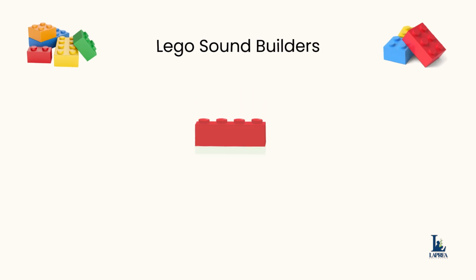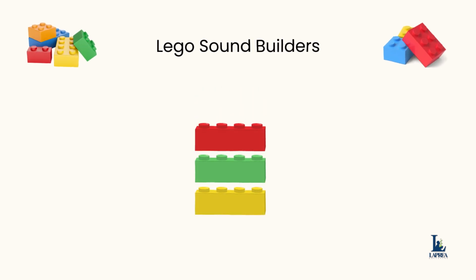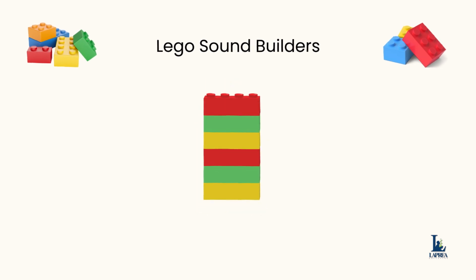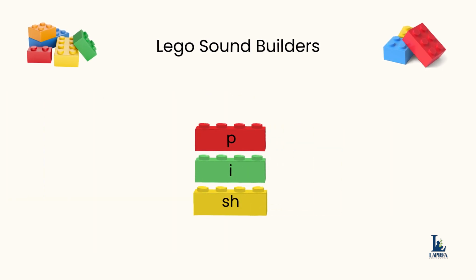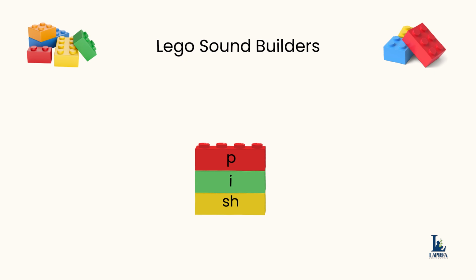The next activity is Lego sound builders. You can get some small Legos, a dry erase marker, a dry erase board, or paper will do. The students build a tower with a block for each phoneme in a word. And then they map out each sound to its grapheme and they can write the entire word. For example, ship. We would put sh on one block, i on the next, and p on top. And then you have 3 blocks and you can blend it: ship.